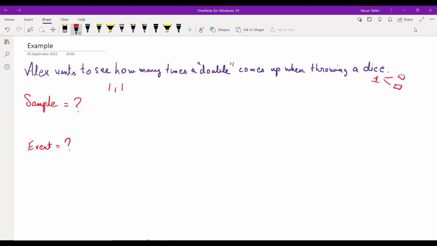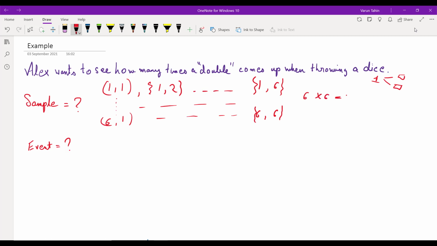So there can be 1, 1, that is getting 1 on one dice and 1 on the other dice as well. Then there can be 1, 2, then likewise 1, 6. Like this there can be 6 sequences, and we'll have the sequences like this. Okay, so this will make 6 into 6, that is 36 combinations, or we can call them sample points. Now what is the event? Event is getting a double when both dice have the same number. So what will be the sequences that we can get? 1, 1, 2, 2 and likewise 6, 6.